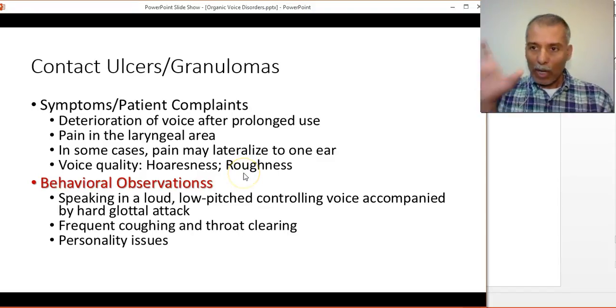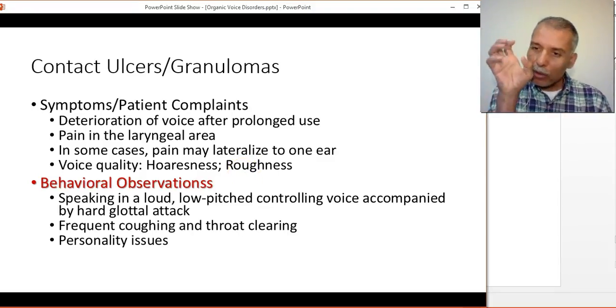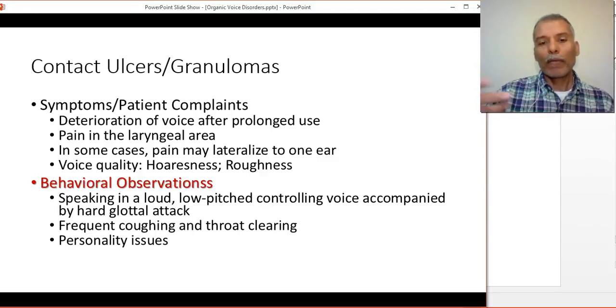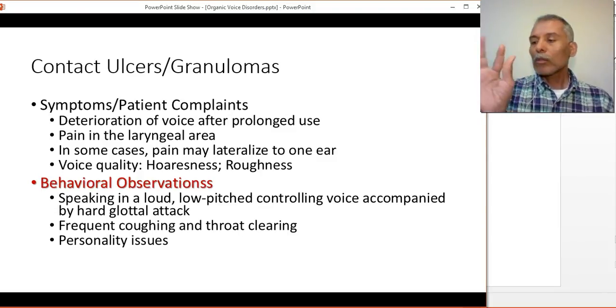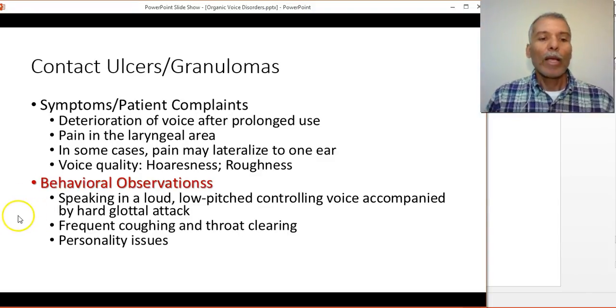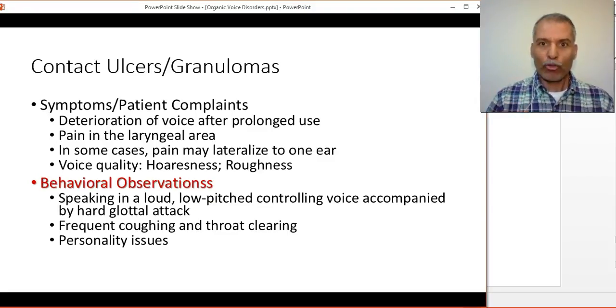And the reason is, of course, the hyperadduction, because you have to really compress the vocal folds, and the granuloma is in the middle, and then the vocal folds are not fully approximated, and that creates the escape of the air. Behaviorally, look to see if the person is speaking loudly. If the person is speaking loudly and in a low pitch, didn't I tell you that? And stuff like that. So, in a controlling voice that's accompanied by a hard glottal attack.